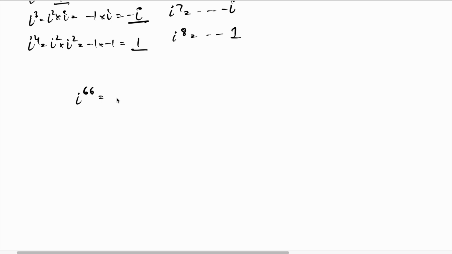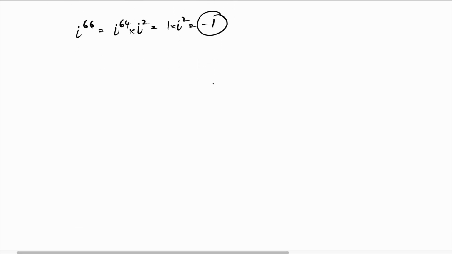What I'll do is find the closest multiple of 4 to 66, which is 64. So I'll split it as i raised to 64 into i squared, which gives me 1 into i squared, which is the same as i squared, minus 1. Okay, so these were certain things related to the properties of i.